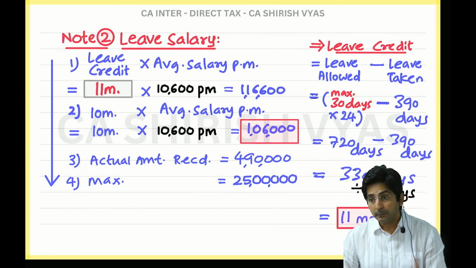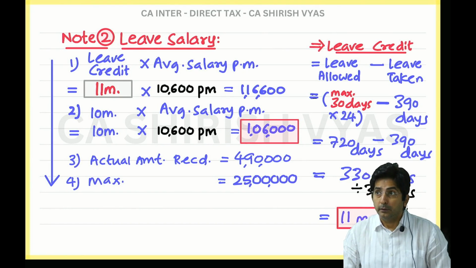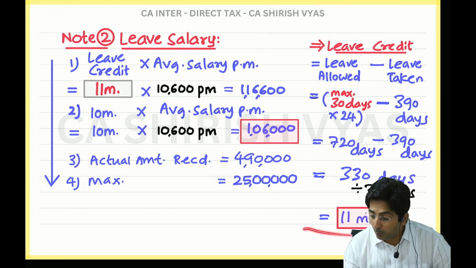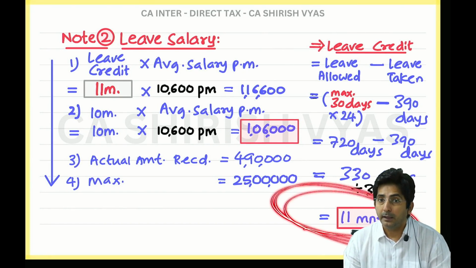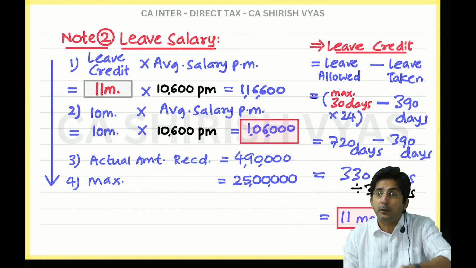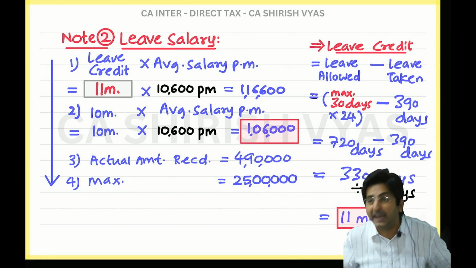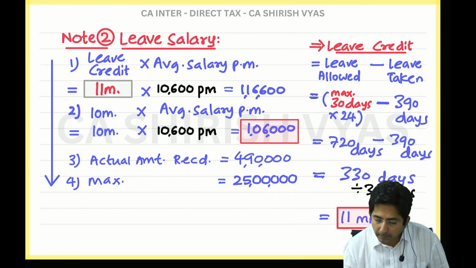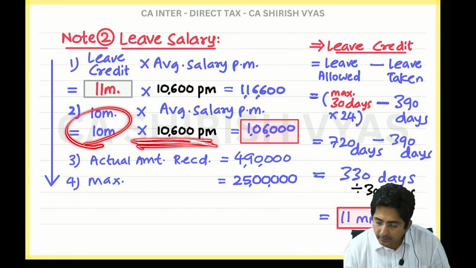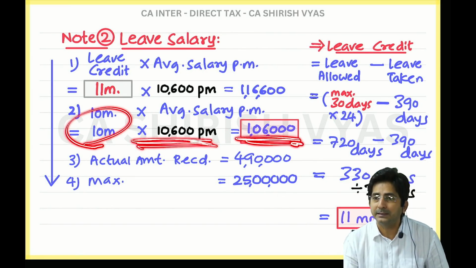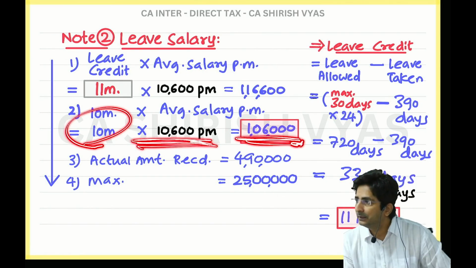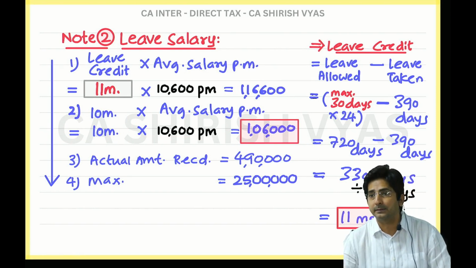Now, one more condition. It should not be more than 10 months as I said right now. And with 10 months also, when you multiply, it should not be more than 25 lakhs. So see, multiply 10 months by average salary. Oh, it is coming to 1,06,000. Oh, then it's okay. It should not be more than 25 lakhs.